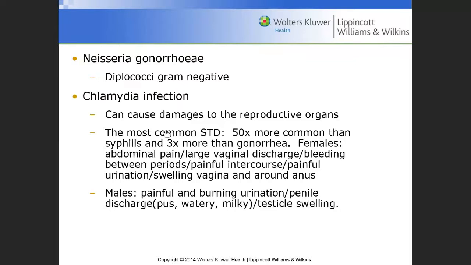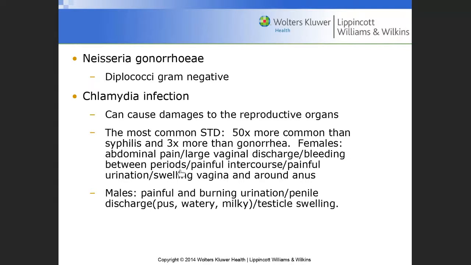Chlamydia, if untreated, can cause damage of the reproductive organs. It's the most common sexually transmitted disease. It is 50 times more common than syphilis and 3 times more than gonorrhea. In the female, typically there is large vaginal discharge, bleeding.